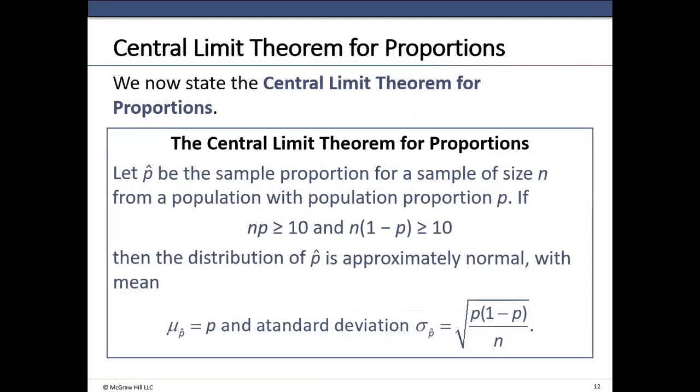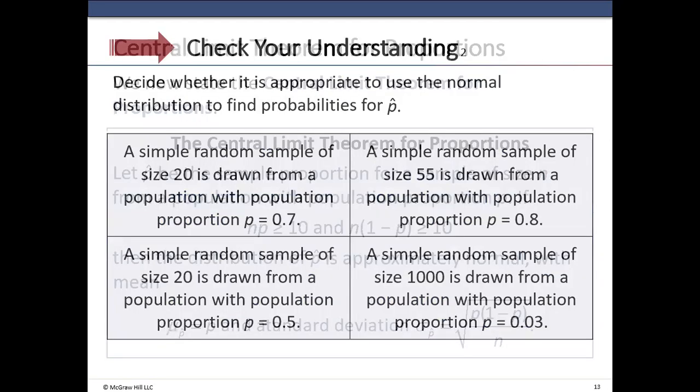We now state the central limit theorem for proportion. Let p hat be the sample proportion for a sample of size n from a population with population proportion p. If n times p is greater than or equal to 10 and n times 1 minus p is greater than or equal to 10, then the distribution of p hat, which is also called the sampling distribution of p hat, is approximately normal, meaning a bell-shaped curve, with mean mu p hat equal to p and standard deviation sigma p hat equal to the square root of p times 1 minus p divided by n.